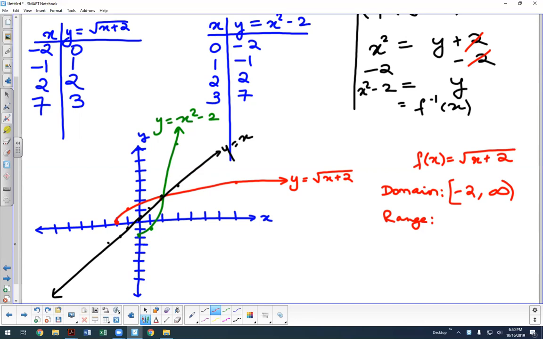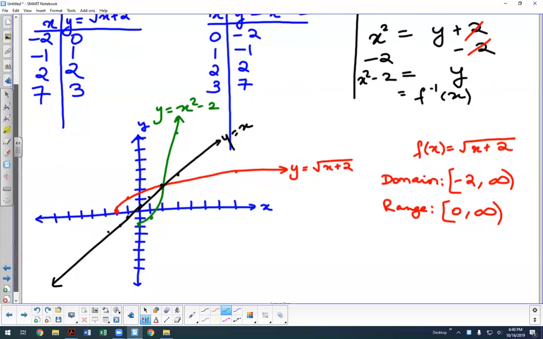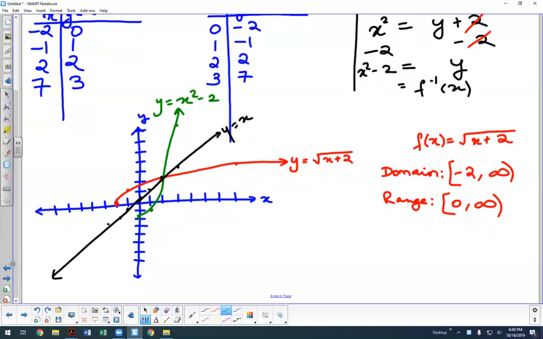Yeah, because again, on the y-axis, it's starting at 0 and it's going to go up. So that's starting from 0 going to infinity. Alrighty, very nice. Now, obviously, we want to see what happens with the inverse function. So that's going to be our f inverse of x, which is x squared minus 2. So what is its domain and range?